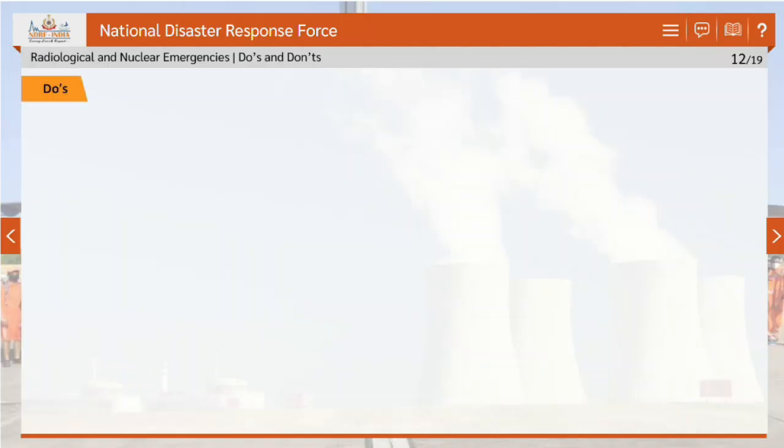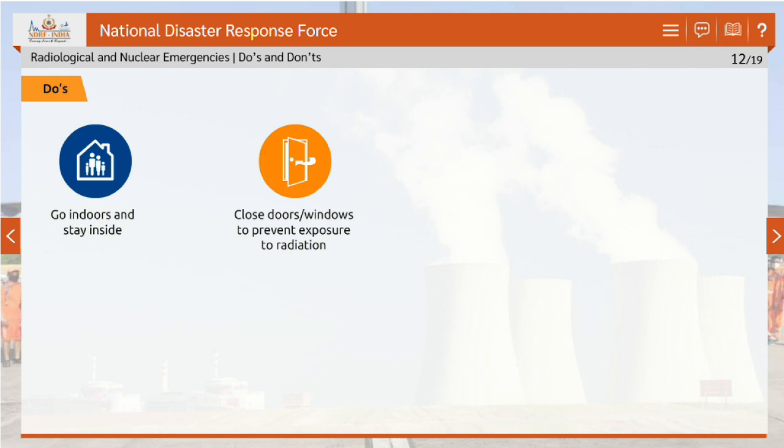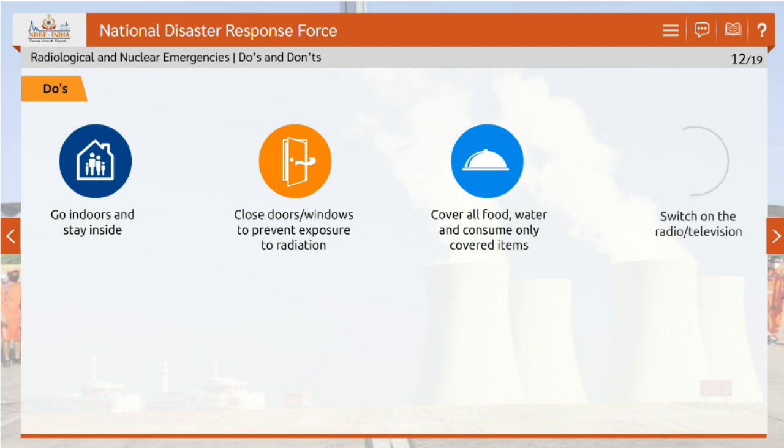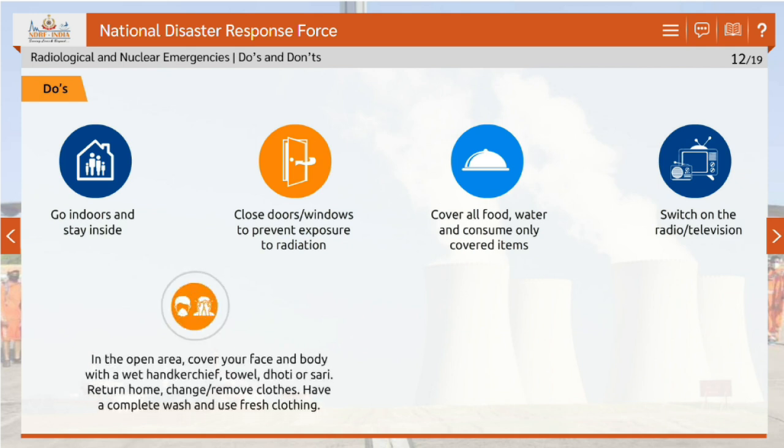During a radiological and nuclear emergency, you should go indoors and stay inside. Close doors and windows to prevent exposure to radiation. Cover all food and water and consume only such covered items. Switch on the radio or television and look out for public announcements from your local authority. In the open area, cover your face and body with a wet handkerchief, towel, dhoti or sari. Return home, change or remove clothes. Have a complete wash and use fresh clothing.